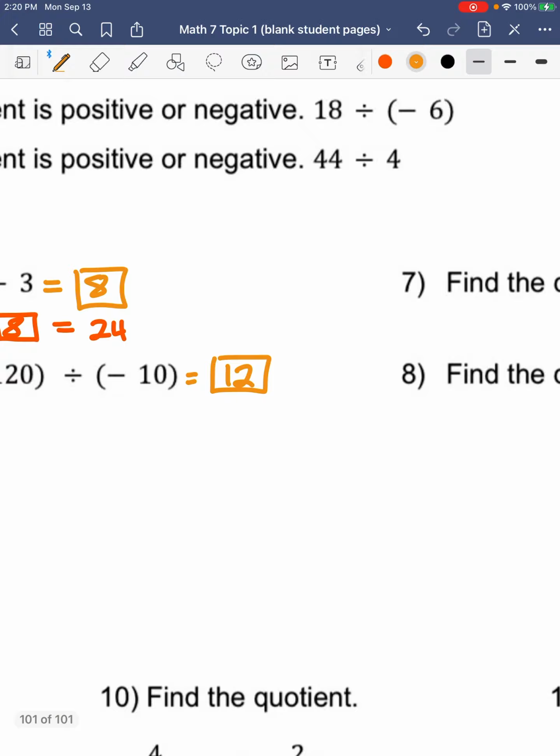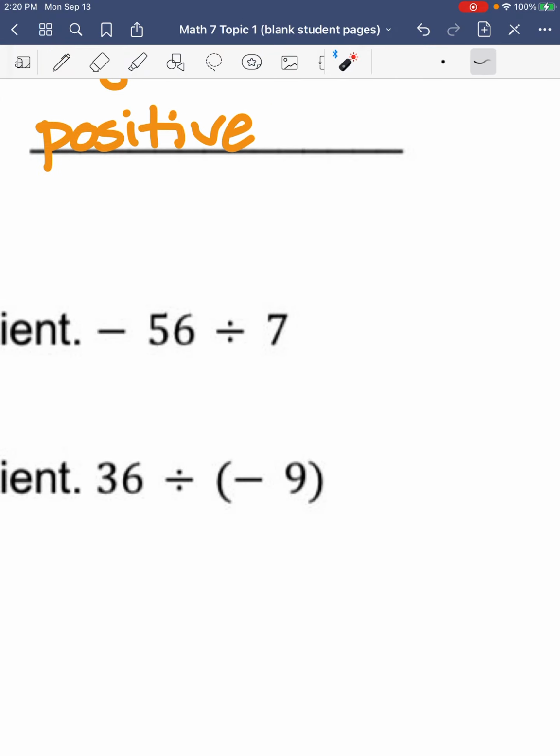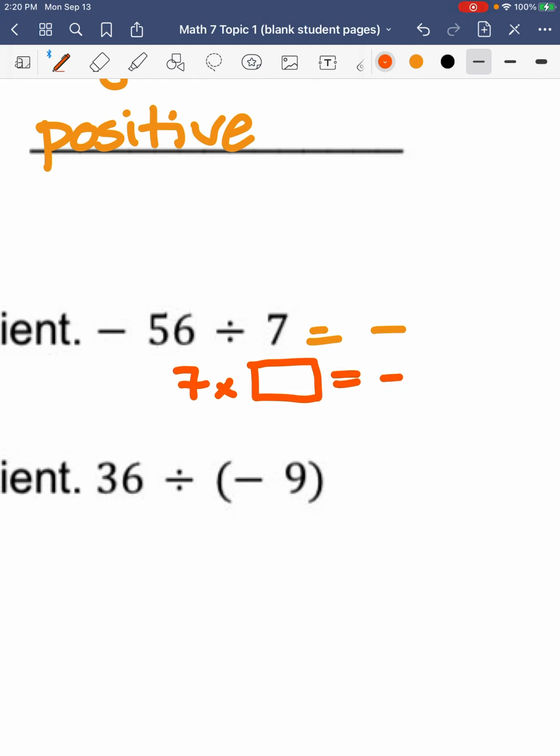Okay, moving on to number 7, find the quotient. Here we have negative 56 divided by 7. My signs are different here. One's negative and one's positive. So before I do any math, I know that my answer has to be negative. And I'm going to ask myself, 7 times what number equals negative 56? And whatever number I would write in that box is my answer. And I know that 7 times negative 8 equals negative 56. So my answer then is negative 8.